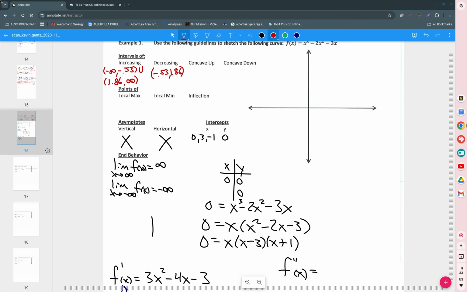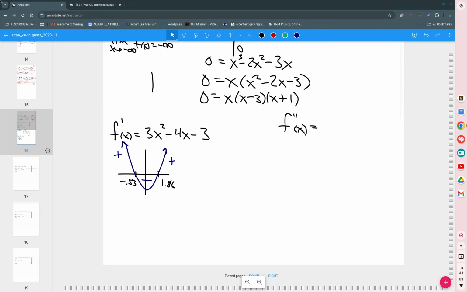What else do I know? Yeah, it has a local min and a local max. The local max happens where it changes from positive to negative, which would be at what? Negative 0.53. And the local min happens where it changes from negative to positive, which occurs at 1.86. We will wait to get our y values here in a little bit. Everybody good with that? Okay, in order to get concavity and inflection, I need to find the second derivative.